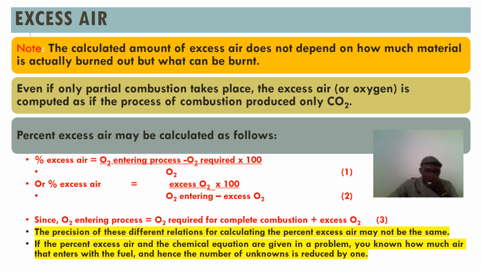Now, the precision of these different relations for calculating percentage excess air may differ. If the percent excess air and chemical equation are given in the problem, then we're talking about what enters as fuel, and hence the number of unknowns will be reduced. So all these things depend on the problem we actually want to solve.